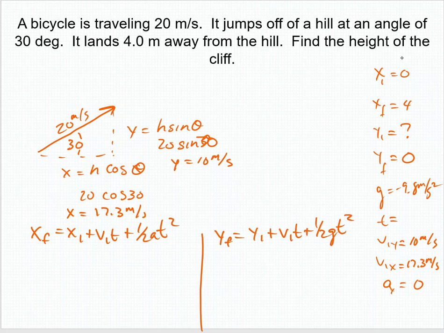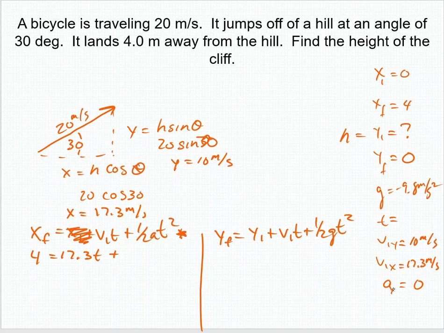And they want me to find the height of the cliff. Well, the height, that's yi. This h is separate from the h over here, which was the hypotenuse. That's yi. That tells me right away that I'm going to have to use my x equation first to find t. But let's go ahead and plug it in, and I'll show you why. Xf is what we know to be 4. Xi is 0. Vi in the x direction is 17.3 t plus 1/2 a t squared.